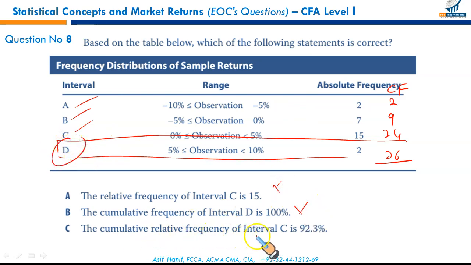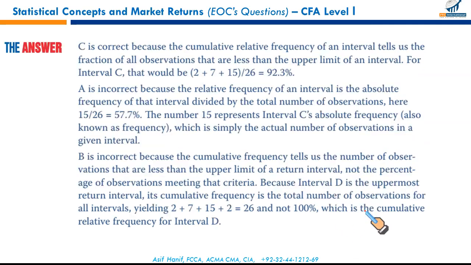The cumulative frequency of interval C: 24 observations out of 26, so 24 by 26 gives you 92%, or 92.3% exactly. That's the right answer. C is the correct option.